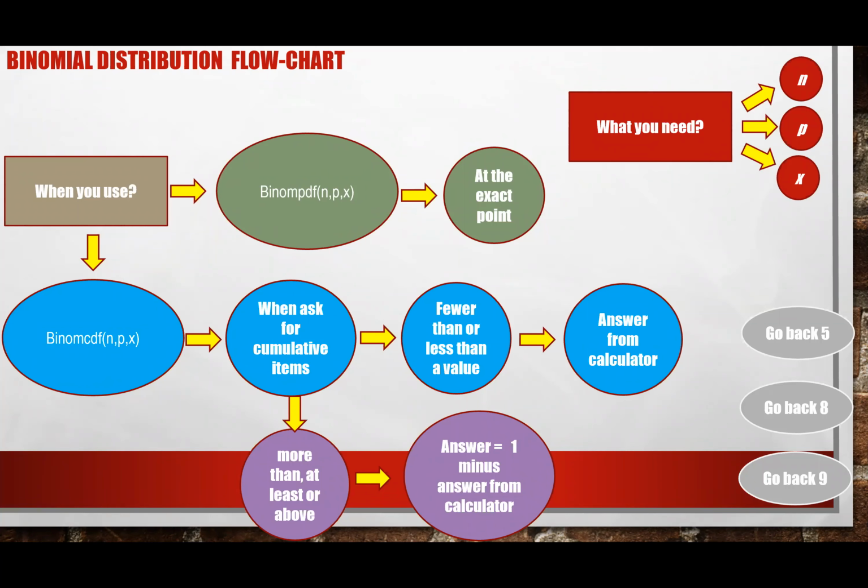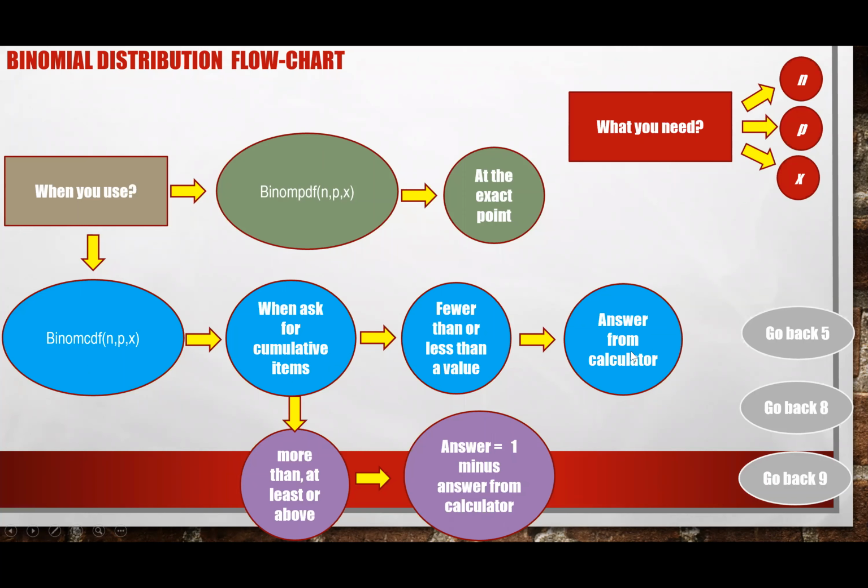Okay, so again, this is your flow chart. The PDF is easy: if you read the question and they say exactly 7, exactly 8, exactly 5, anything that says exactly, that's your PDF. That's it, there's nothing else. For CDF, you have two cases: fewer than or more than. For fewer than, you type the formula in your calculator, which is the N, the P, and the X, and your answer is from your calculator.